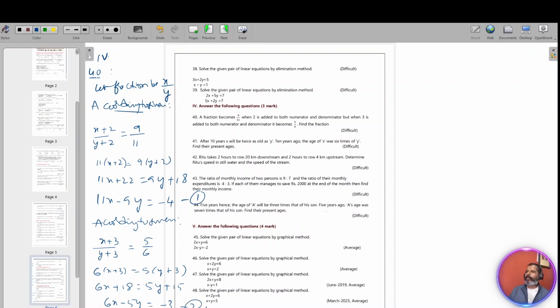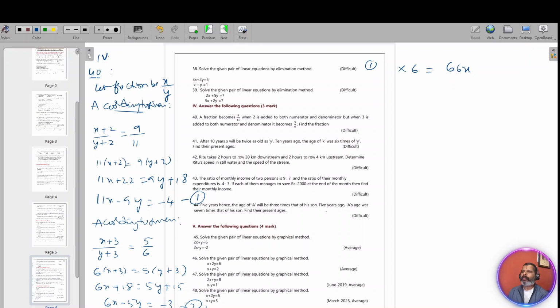If you observe these two equations, the x coefficient is not equal, the y coefficient is not equal. We have to make them equal first and then solve. So what I'll do is, the first equation I'll multiply by 6, that is the x coefficient of the second equation. What you get is 11 into 6, 66x, minus 6 nines are 54, right?